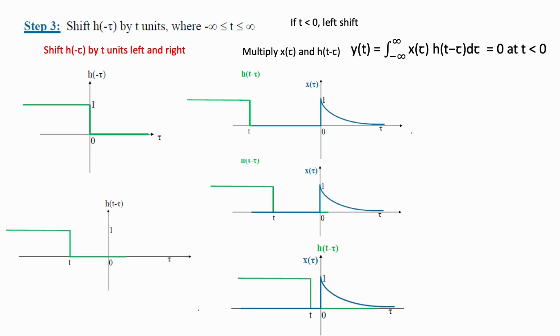Step 3, shift h of minus tau by t units where t is from minus infinity to plus infinity. So what we have to do? Shift h of minus tau by t units to the left side and right side. Already I told you, left means t is a negative value, right means t is a positive value. Here different types of shifted signals are given for your reference. In the negative side, this is h of minus tau. We have to shift t units left.